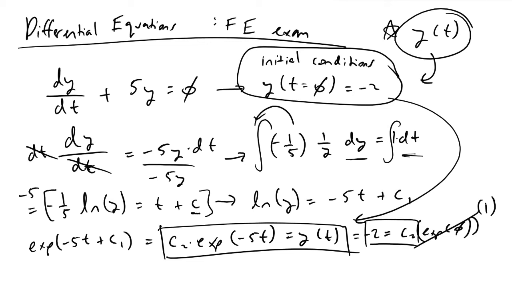And so what this tells us is that y of t is equal to c2, which we just evaluated was minus 2, times exponent minus 5 times t. And so this is the final solution to your differential equation, which is sometimes referred to as an initial value problem, an IVP.